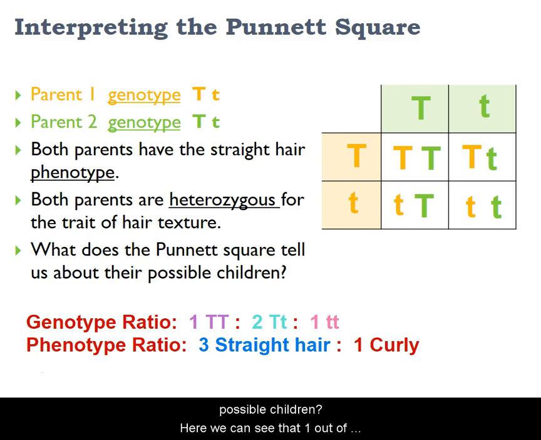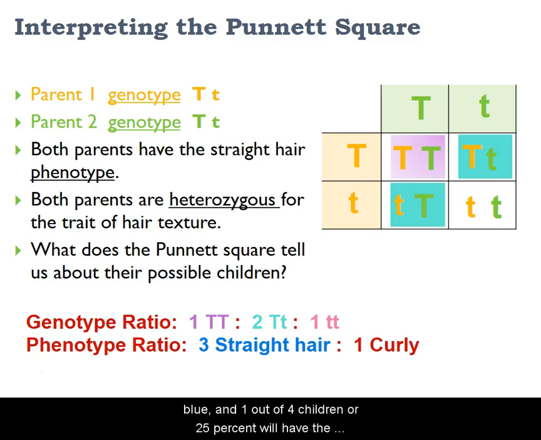Here we can see that 1 out of the 4 children, or 25%, will have the big T, big T genotype shown in purple. 2 out of 4 children, or 50%, will have the big T, little t genotype shown in blue. And 1 out of 4 children, or 25%, will have the little t, little t genotype shown in pink. We write this as a ratio of 1 to 2 to 1, using the genetic codes for clarity.